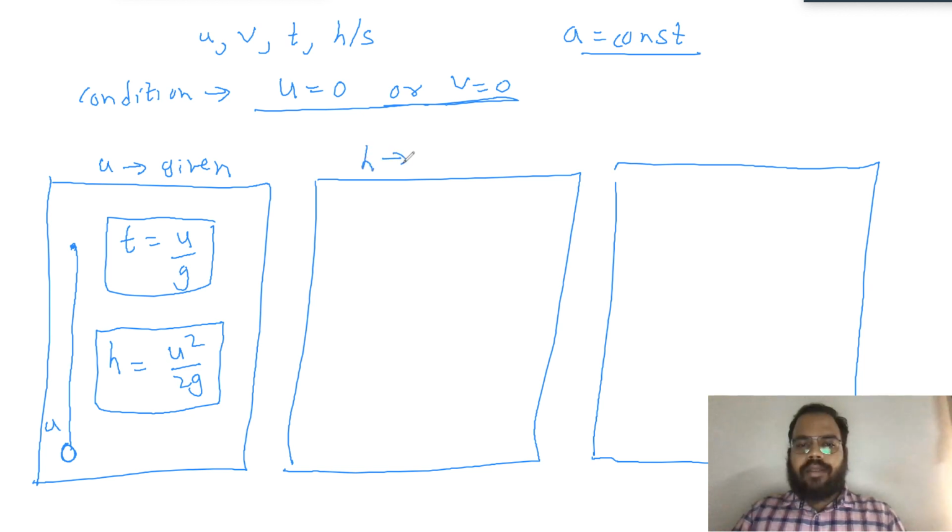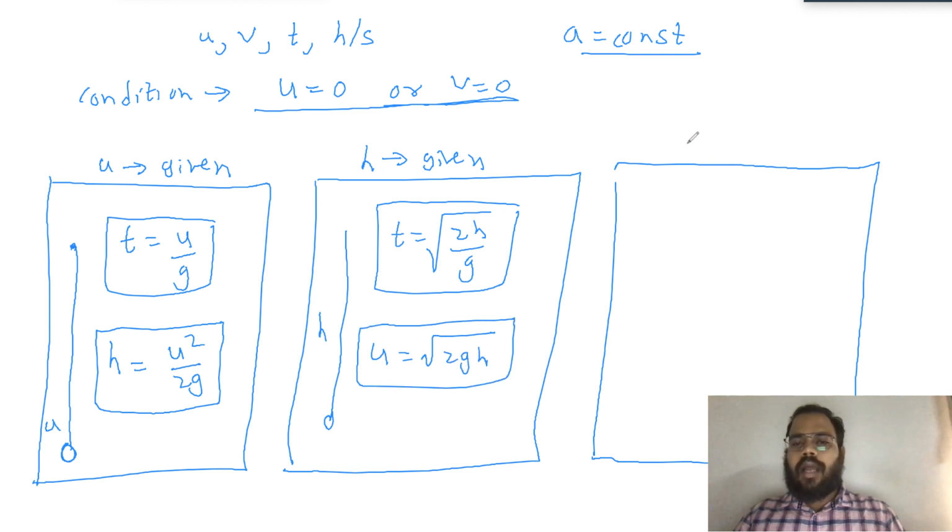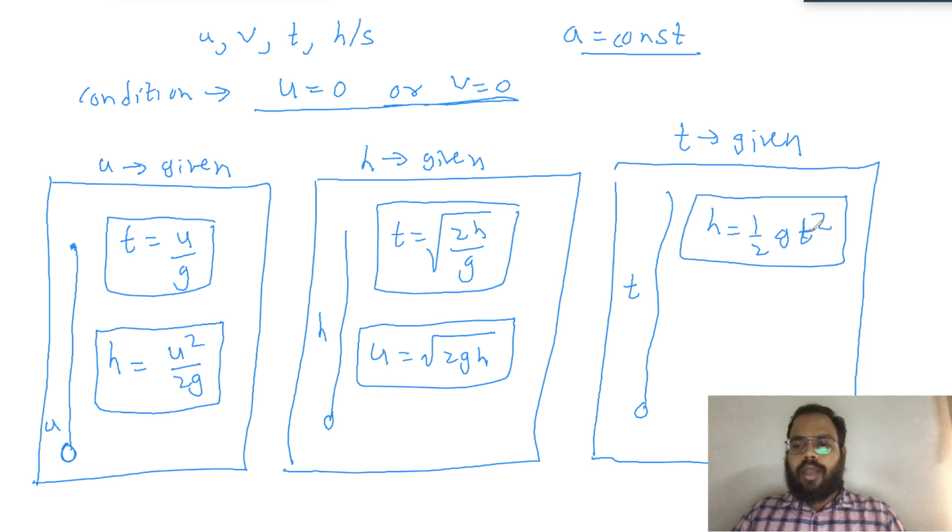If height is given, let's say between 2 points the height is given to you, your time will be root 2h by g, and your velocity will be root 2gh. Okay. Lastly, if time is given to you, then your height will be half g t square, and your velocity will be gt.